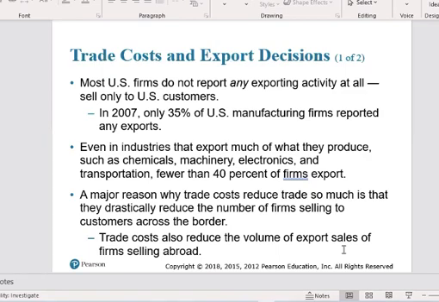Okay, trade costs and the export dimension. Most US firms do not export at all. They sell only to US customers. About 35% of US manufacturing firms report exports. Even in industries that export much of what they produce, such as chemicals, machinery, electronics, and transportation, fewer than 40% of the firms export.